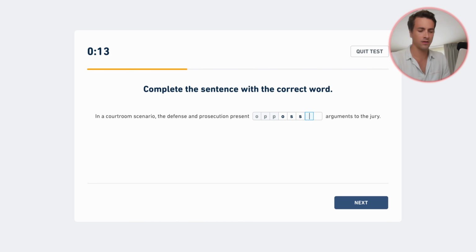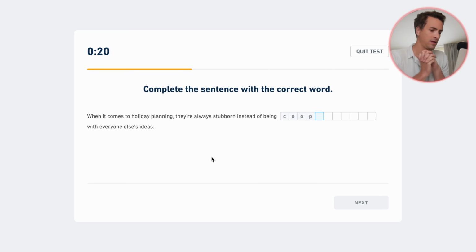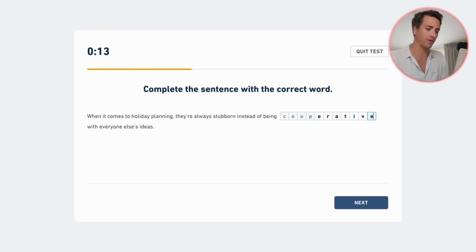In a courtroom scenario, the defense and prosecution present opposing, opposite arguments to the jury. So I first thought that it was opposing, but you can see that that doesn't fit. I think it has to be opposite. When it comes to holiday planning, they're always stubborn instead of being cooperative with everyone else's ideas. So this is another thing with fill in the blanks, is sometimes you will be given a synonym or an antonym, which means the opposite. So here, the opposite of stubborn is cooperative.